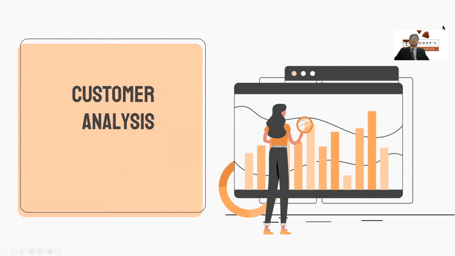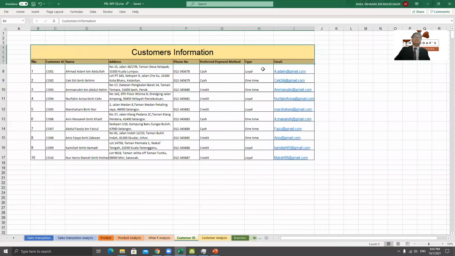Now I will proceed to customer analysis. As always, I will show the dataset of the customer. This is the customer information we managed together. The first one is the customer ID. The second is name, address, phone number, preferred payment method, type, and email. There are 10 different customers and they are all separated by different customer IDs.